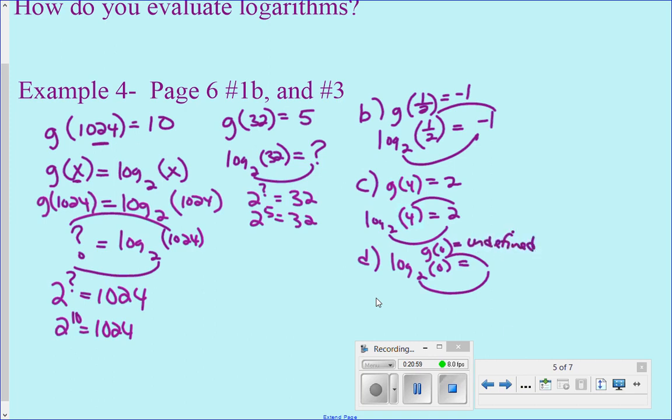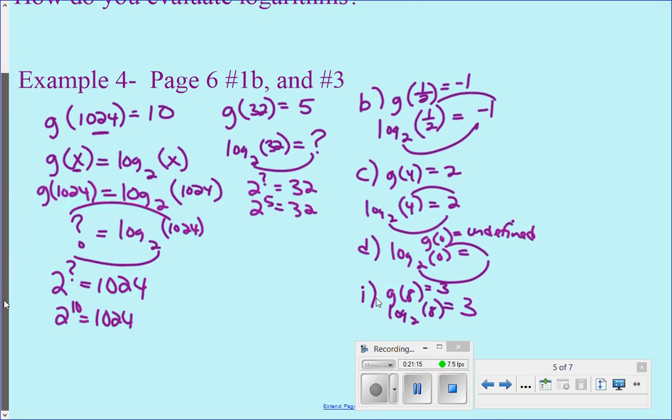And lastly, I ask you to look at I. I says G of 8. So log base 2 of 8. So 2 to what power equals 8? We know that's 3. So G of 8 is 3. Okay, so that takes care of the first several where we know the x value.